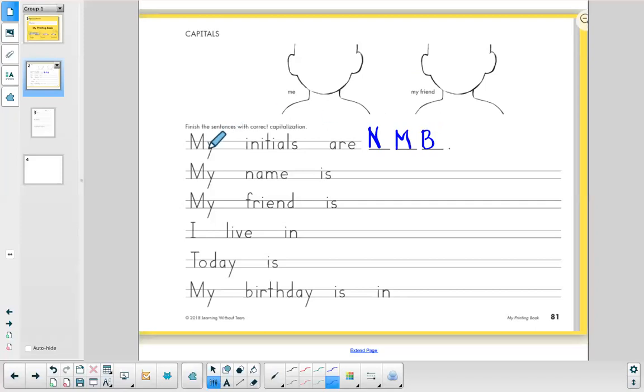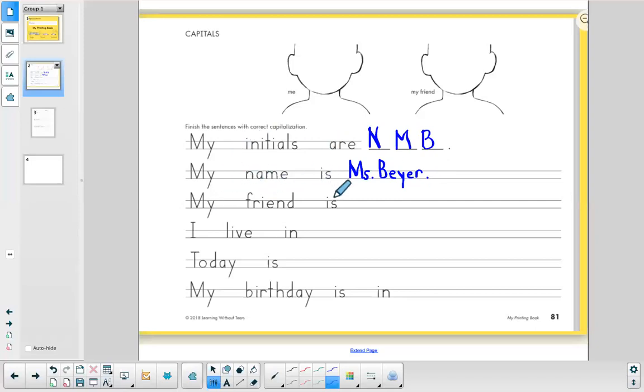Wonderful. Let's continue. My name is, anytime I am writing my name, it needs to be capital. So I will write my name in my neatest handwriting. And then I always need to add my sentence with an ending punctuation. So I will write a period.